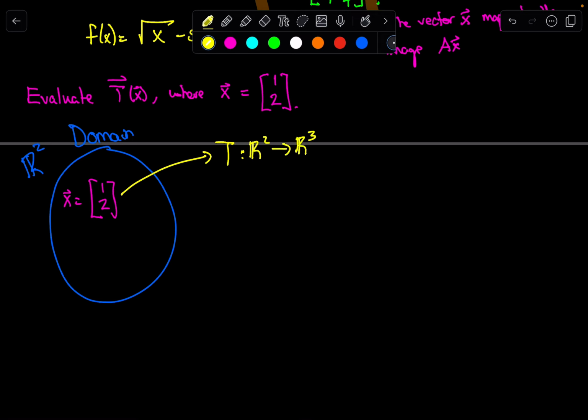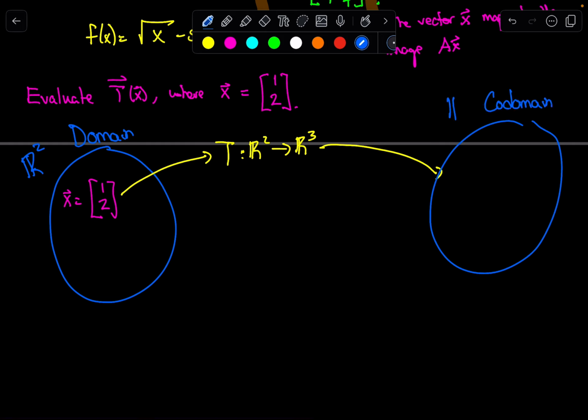So we expect that whatever we get out is going to live in what space? Our codomain here is going to be R3. Our output vector should be some 3D vector. Whatever it is, it's going to be the result T of x, some 3D vector that I have no idea what it is yet, but that's what we should get out. How do we actually get that?